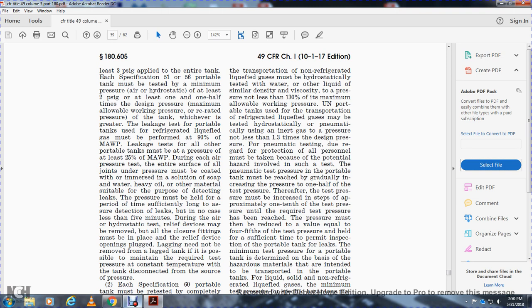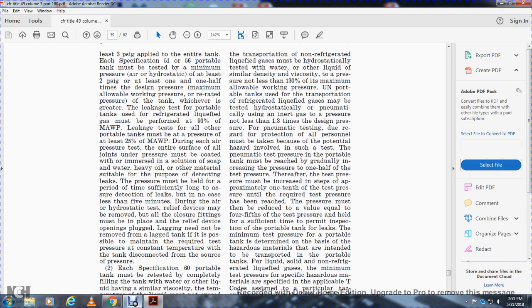Pneumatic test pressure of the portable tank must be reached gradually, increasing the pressure to 1/2 of the test pressure. After that, the pressure must be increased in steps of approximately 1/10 of the test pressure until the test pressure has been reached. The pressure must then be reduced to 4/5 of the test pressure and held long enough to permit inspection of the portable tank for leaks.